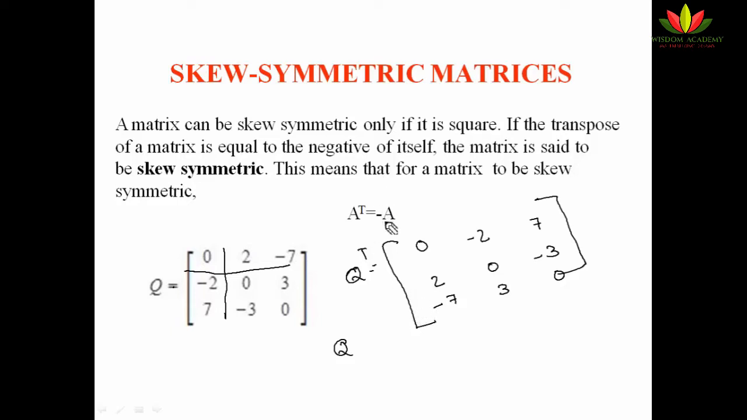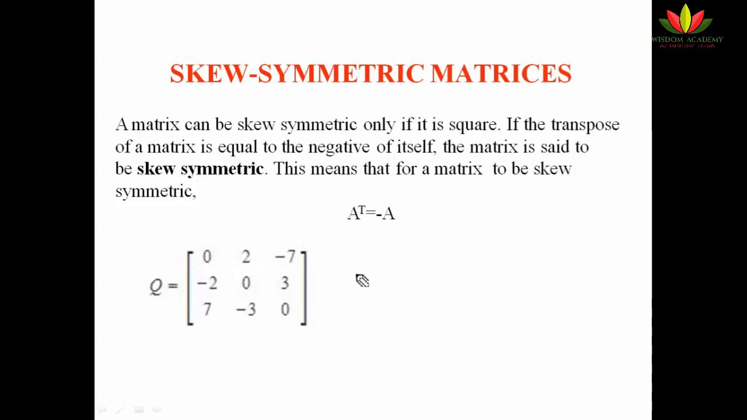So what previously we saw is symmetric matrix. Symmetric matrix means the transpose of the matrix will be equal to the matrix, and here the transpose of the matrix will be equal to the negation of the matrix. Okay, so this is known as skew symmetric.